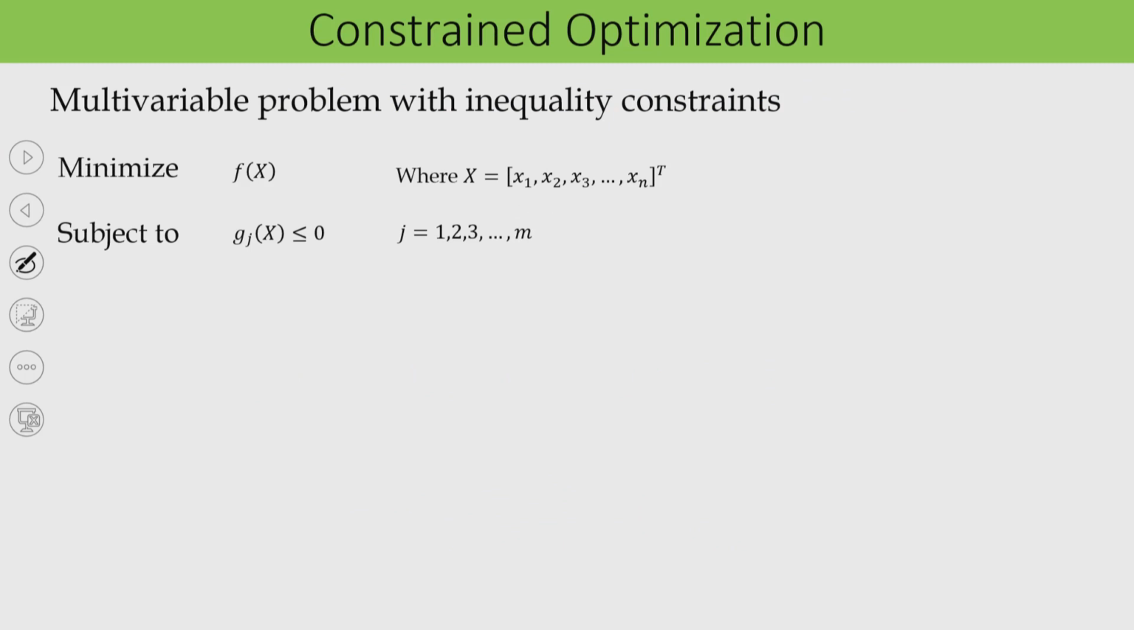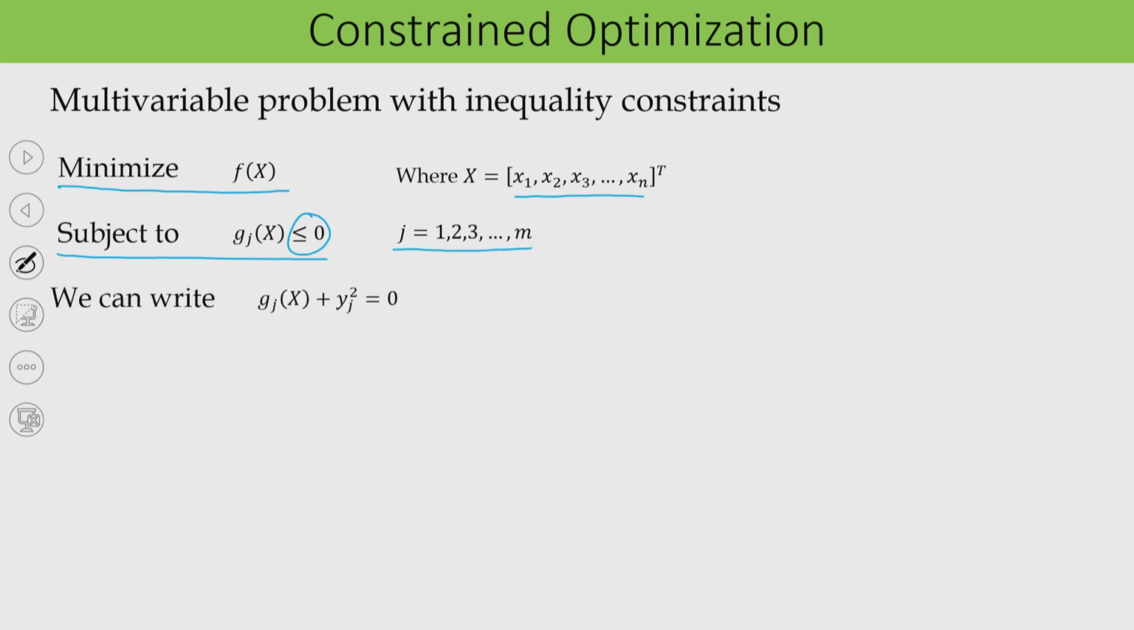The problem with an inequality constraint can be defined as follows. We are considering a minimization problem here. So, minimize f(x) subject to g_j(x) less than or equal to 0. We are not considering the equality constraint here, only the inequality constraint, so this is a less-than-or-equal-to type constraint. The number of variables here is n and the number of constraints is m.